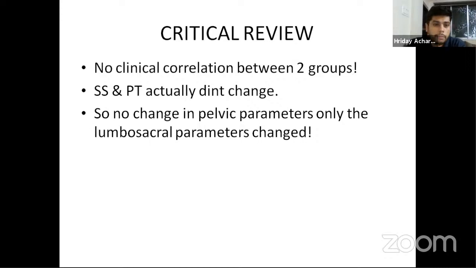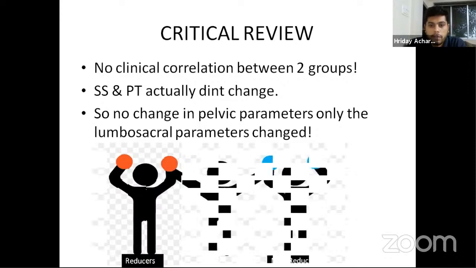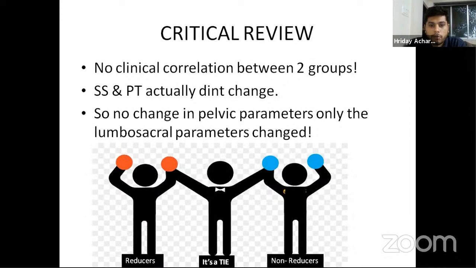The sacral slope and the pelvic tilt did not actually change. And so there was no change in the pelvic parameters, only the lumbosacral parameters. So the reducers win when lumbosacral parameters are compared, but technically it's a tie because pelvic parameters are unchanged in both the subgroups. So when we consider the pelvic parameters and whether reduction and non-reduction surgeries affect them, there's still no single answer that we get even after the paper.